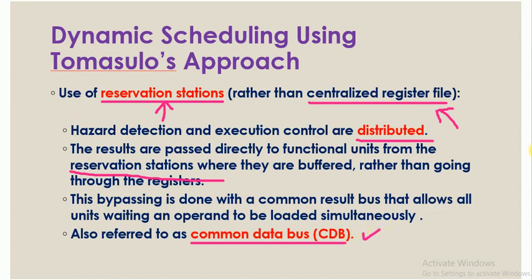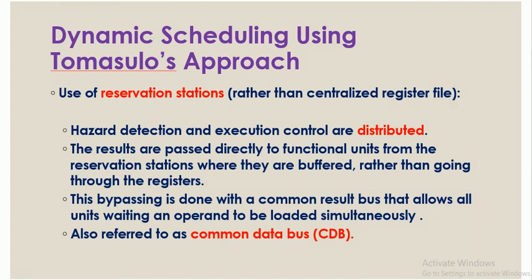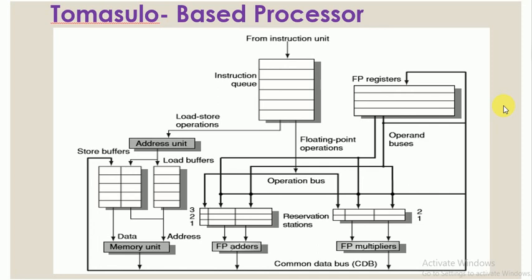We'll see the diagram. Within the diagram, we can clearly understand the working of Tomasulo's approach. So this is the processor that is created based on the Tomasulo approach. From this diagram, we can see that this is the instruction unit or instruction queue where the instructions are waiting.